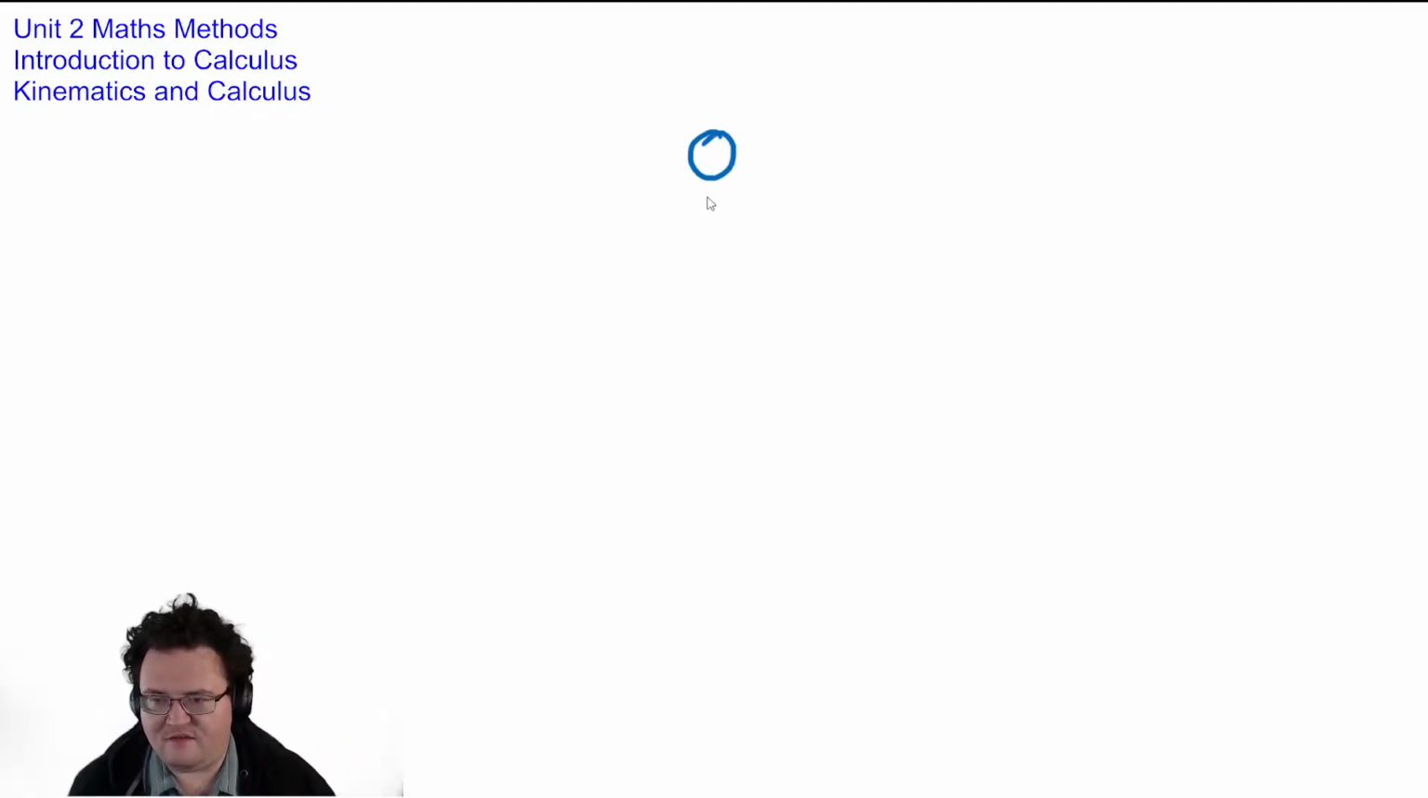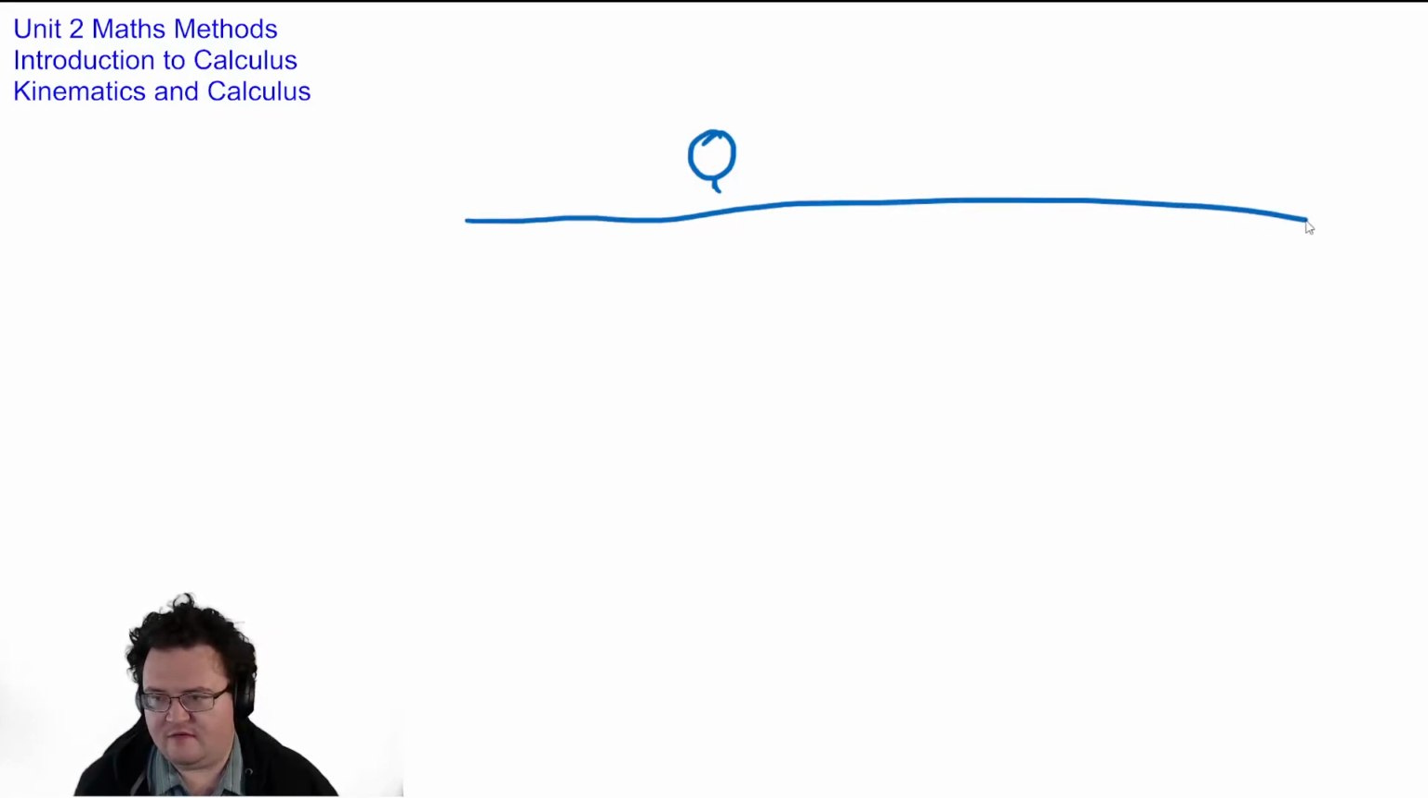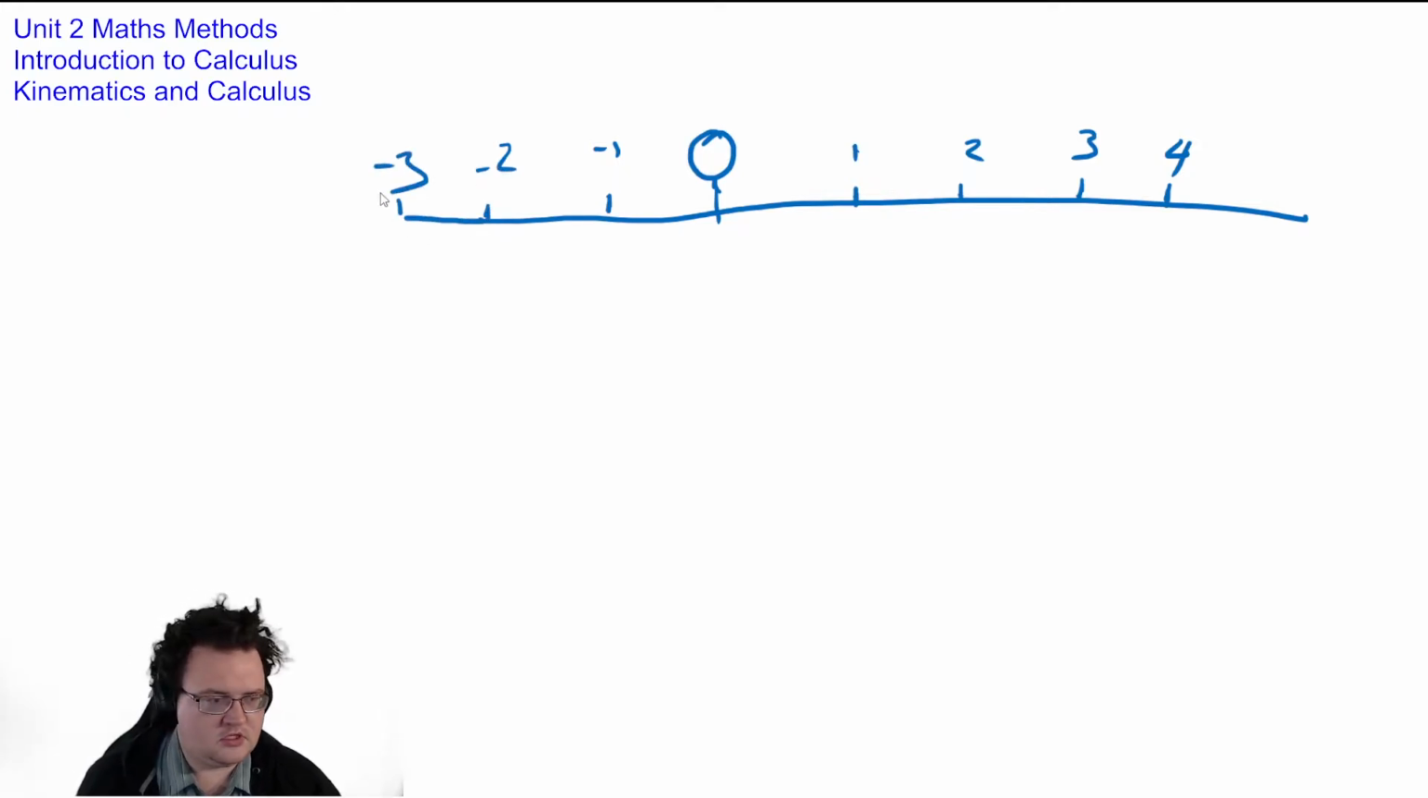So, I have a point, which we'll call O, the origin. And along that, I have a line. And I might have, okay, well, I've got one, two, three. And I've also got positive and negative numbers. So this is basically a number line.